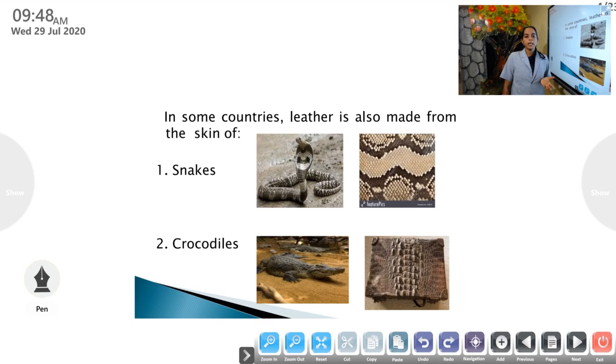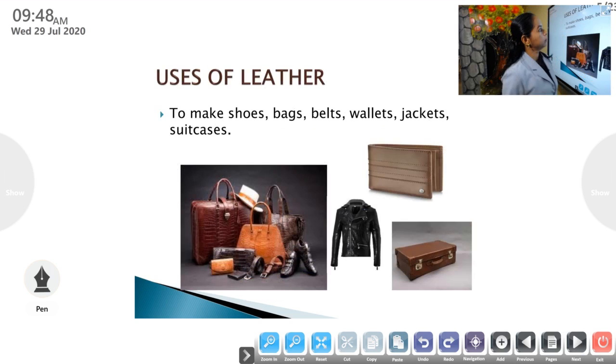Then in some countries, leather is also made from the skin of snakes and crocodiles. See, this is the leather obtained from the skin of snakes and this is the picture of the leather obtained from the skin of crocodiles. Then let us see the uses of leather. The leather is used to make shoes, bags, belts, wallets, jackets and suitcases. What is wallets? See, this is wallet.